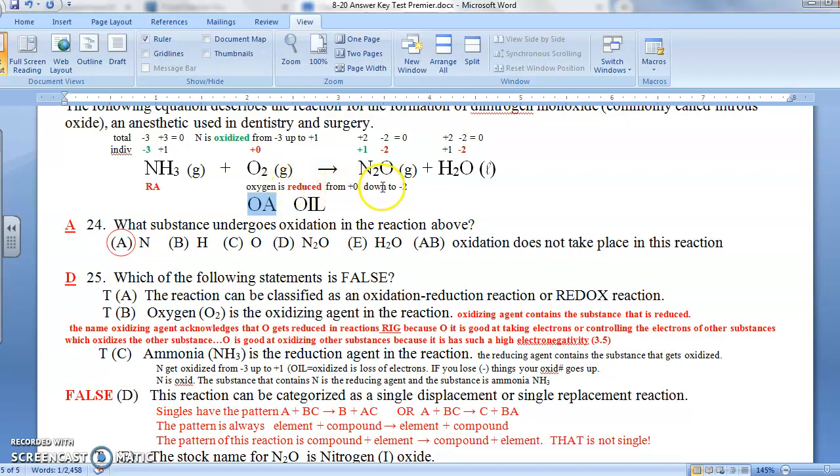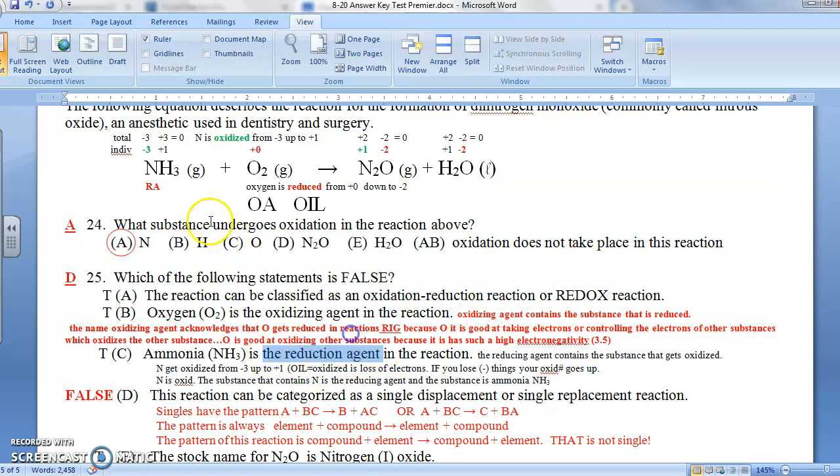Oxygen is reduced from 0 down to -2. The name oxidizing comes from oxygen, because oxygen is famous for getting reduced. Remember, reduction is gain of control. Oxygen's great at controlling. It does it by oxidizing other substances. Thus, the term oxidizing agent came from oxygen.